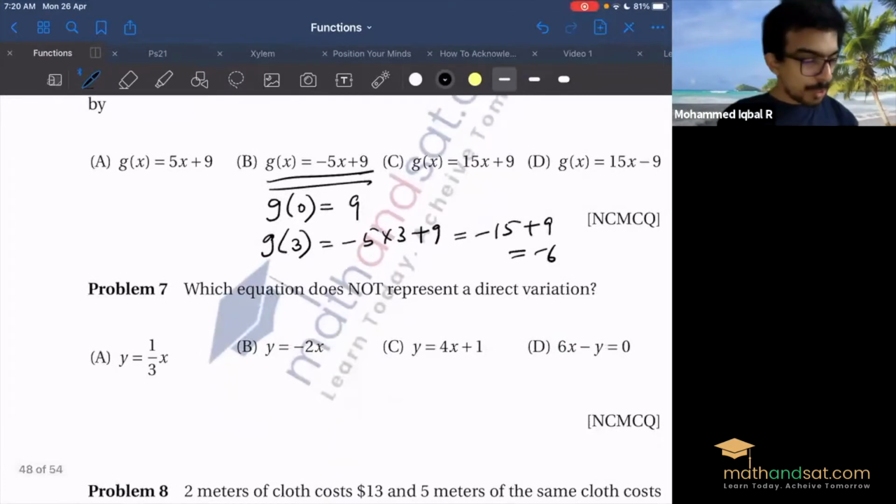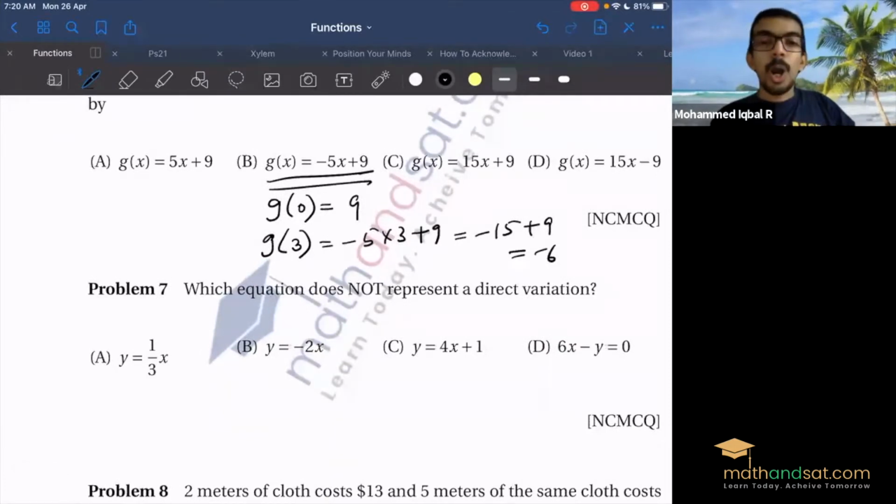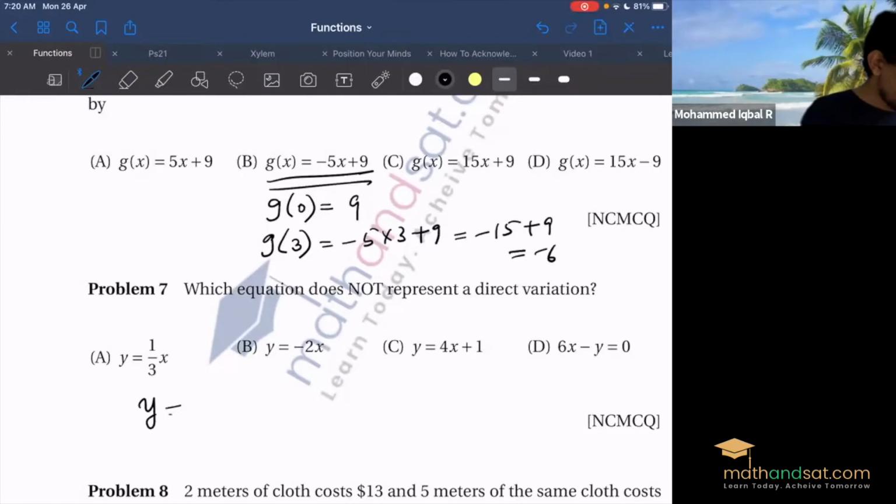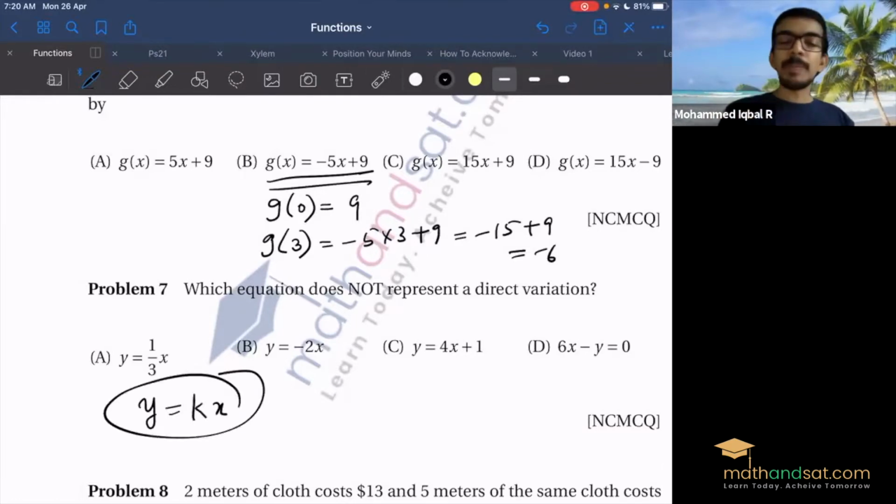Next question. Which equation does not represent a direct variation? What is a direct variation? There's a direct proportionality. Direct variation means it will be of the form y is equal to kx. Your output will be just a constant multiple of input, some k times x. This is a special case of a linear function.